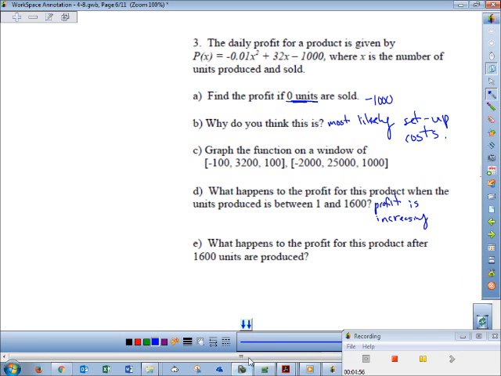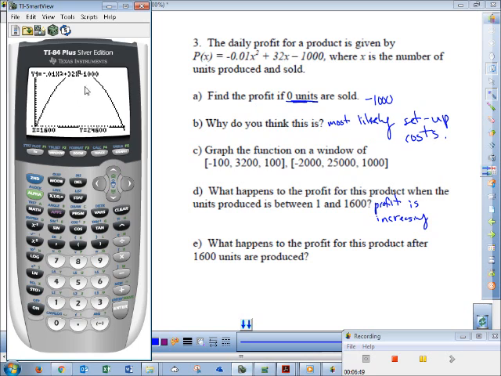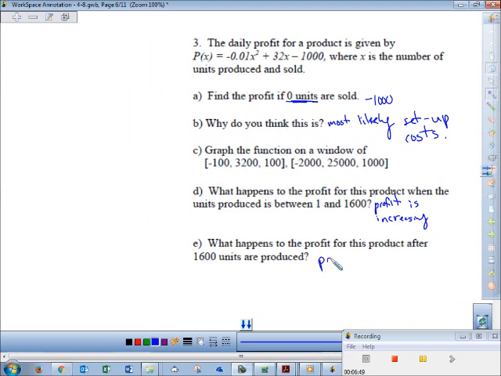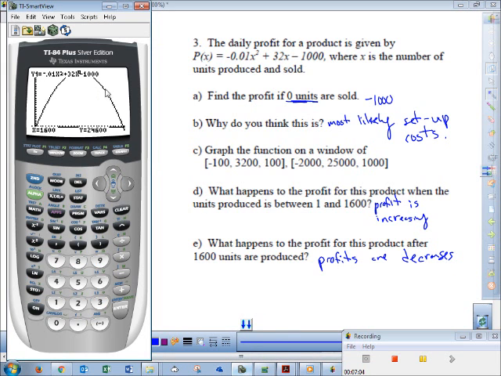And then they ask what happens to the profit after 1600. Well, profits are going down, so the profits are decreasing. And let's kind of understand this a little bit more. The profits are decreasing, but they still have a positive profit. Like right here, let's just say, okay, that's 1600. Let's trace 2000. Let's say they made 2000, whatever the heck they're making, they don't even tell us. Notice that's in the decreasing zone right here. Well, they still have a profit of $23,000. It's just not as much of a profit.